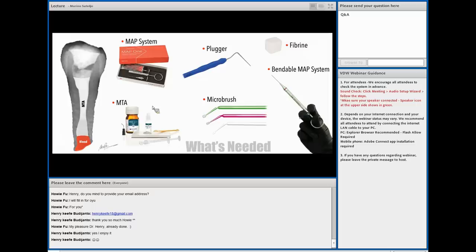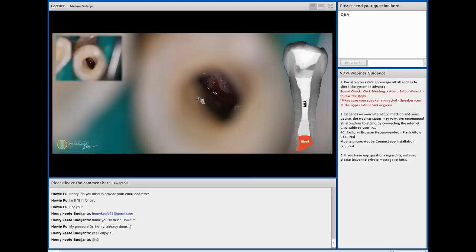So what we actually need is a MAP carrier, micro apical placement system, the MAP system. We need also a plugger. And sometimes I also need my collagen fibrin. If the apex is too big, then I'm going to need a matrix at the apical stop and make sure my MTA doesn't go further beyond the apical area where I need it to stop. So as you can see, this is the wide apex.